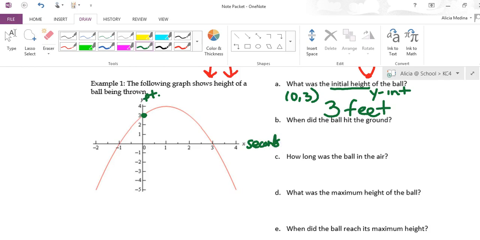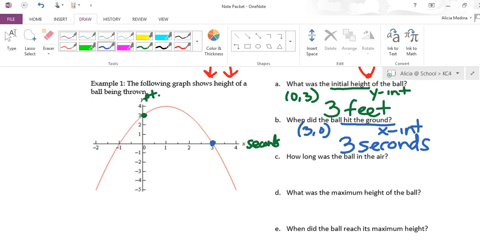All right. Part B, when did the ball hit the ground? When it hit the ground has to be a positive value. This is talking about an x-intercept. It hit the ground right here, and this is at (3, 0). So when did it hit the ground? When is a time, so at 3 seconds.